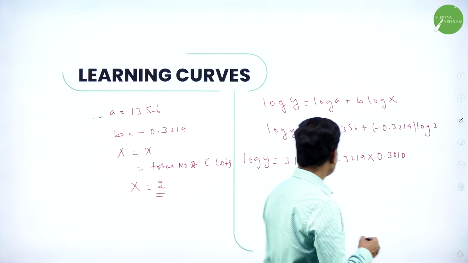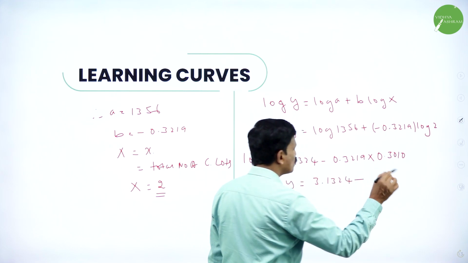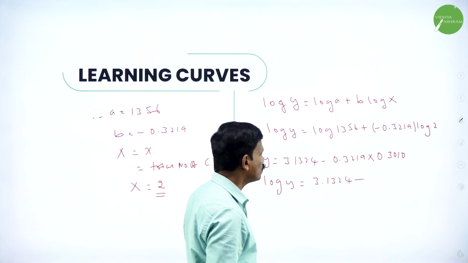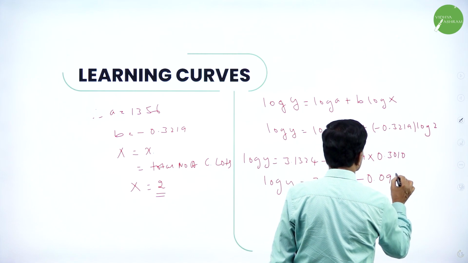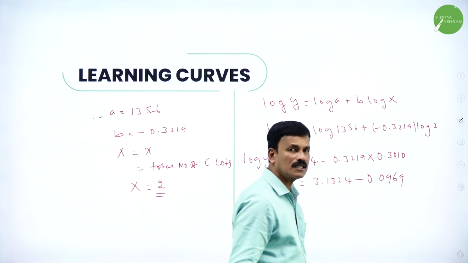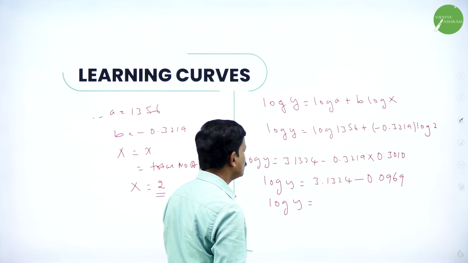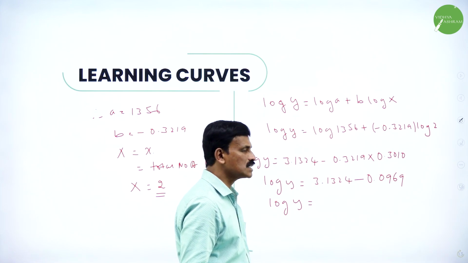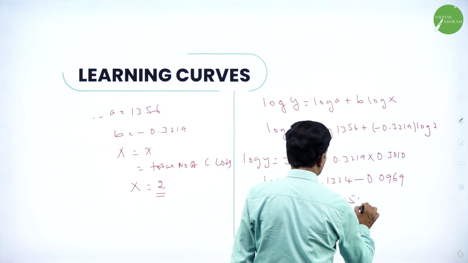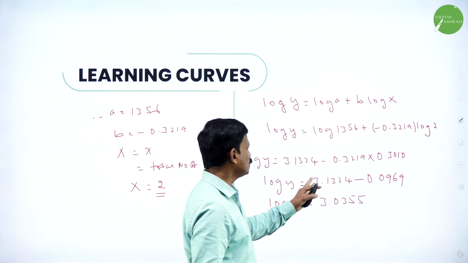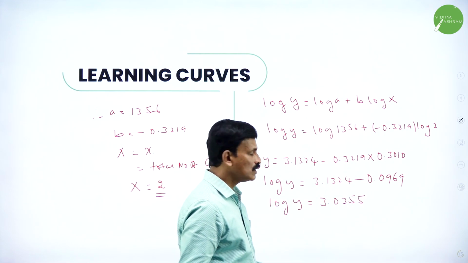Multiply this. So logarithm of y is equal to 3.1324 minus, if you multiply 0.3219 into 0.3010, this is equal to 0.0969. Now subtract this. Log y is equal to 3.1324 minus 0.0969, which is equal to 3.0355. Now just find out y.